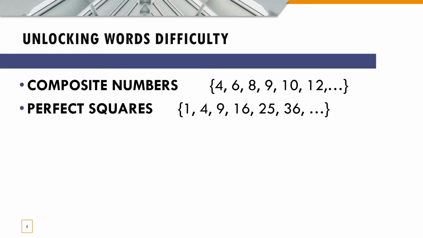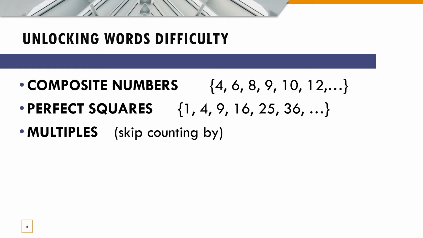What about perfect squares? These are numbers which are the product of multiplying a number by itself. Just like 1. 1 times 1 is 1. 9. We have 3 times 3, 9. 25. 5 times 5, 25. So these are called perfect squares.